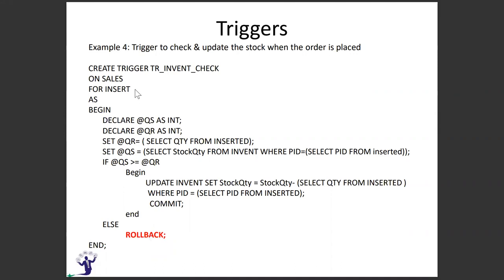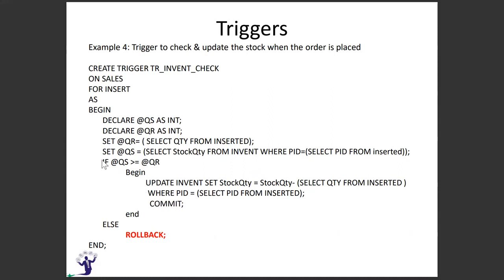So what we are doing here is creating a trigger TR invent check on sales for insert as, where we declare two variables, QS and QR. We set QR to quantity from inserted, and we set QS to quantity from invent, where PID is the PID. Then we check if QS is greater than or equal to QR, so your stock quantity is greater than or equal to the quantity that you are trying to sell. Then we update inventory, setting stock quantity equal to stock quantity minus the quantity that you're trying to sell, where PID is your PID. And then we commit this transaction.